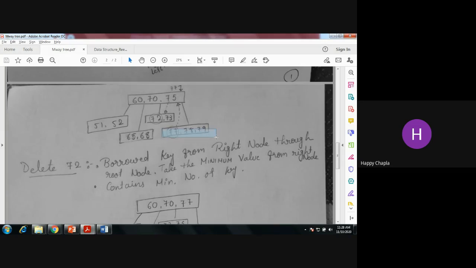So can you give us one key value from your right sibling? Yes, I can give you. So this 77 will replace towards your root node, and that 75 is coming down to the node, and then we can delete this 72. So borrow the key from the right node through the root node or the parent node and take the minimum value from the right node. You have to take the minimum value from the right and the maximum from the left, either of the two, whichever contains more than the minimum number of keys.